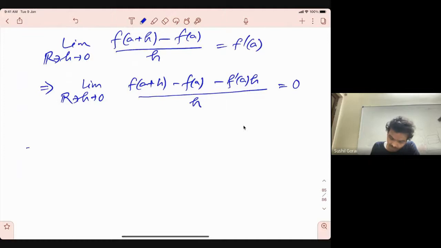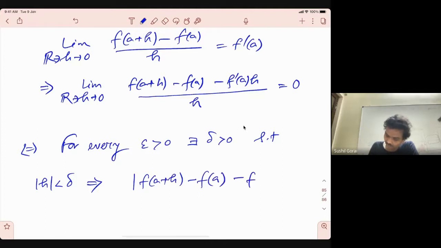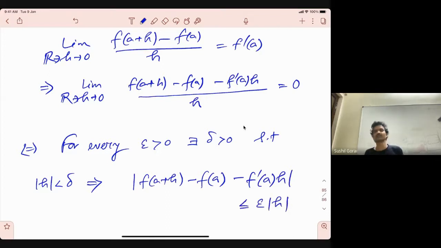Now this implies that, or this is if and only if, for every epsilon greater than 0, there exists delta greater than 0, such that mod of h less than delta implies mod of f of a plus h minus f of a minus f prime a h is less than or equal to epsilon times mod h, right?